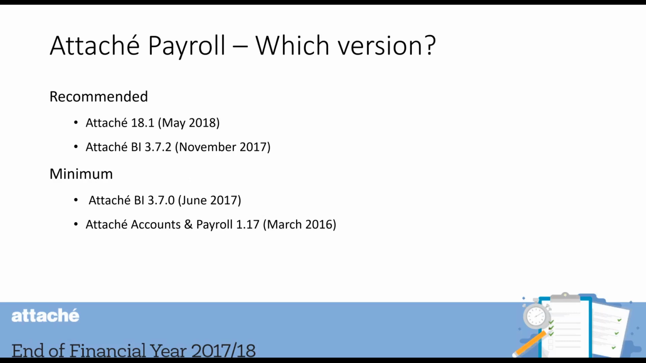Attaché recommends that you process your payroll end of year. For Attaché 18 users, the version you require is 18.1, and for Attaché BI users, it's 3.7.2. Now, if you're using other versions than that is recommended, to process your end of year, the minimum version you will require is Attaché BI users is 3.7.0, and for Attaché accounts and payroll is 1.17. Now note, with this version though, you would have to issue your paper payment summaries.